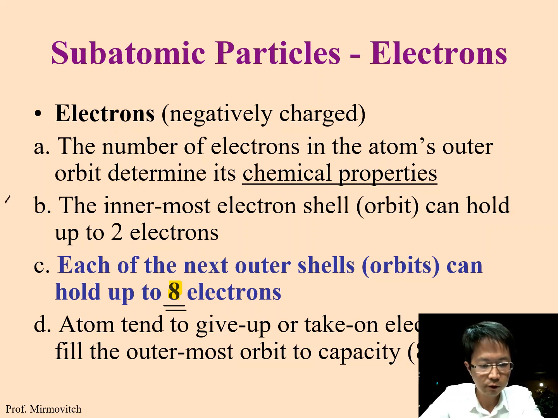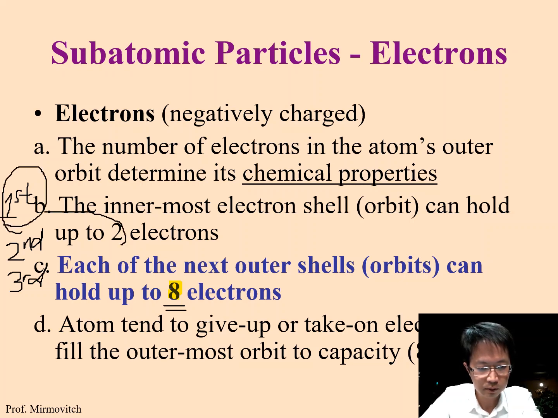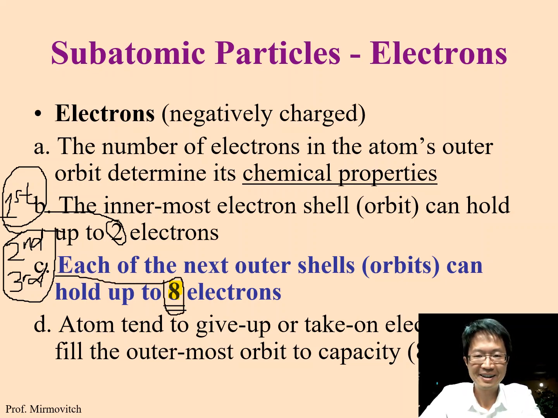So this is the first electron shell, and then the second electron shell can hold 8, and the third can also hold 8 electrons. So the first electron shell can hold 2 electrons, and then the second and the third one, they can hold 8 electrons. So is that clear? You need to memorize this.